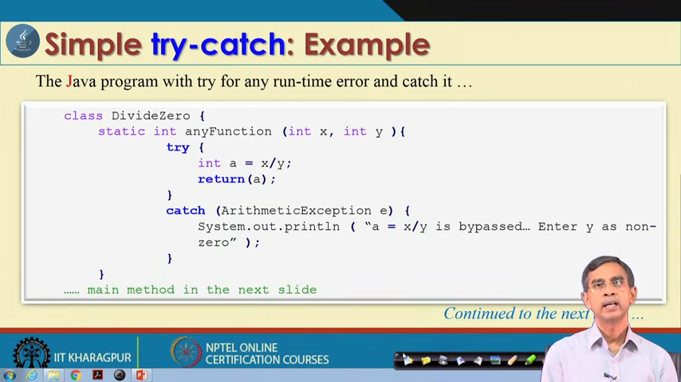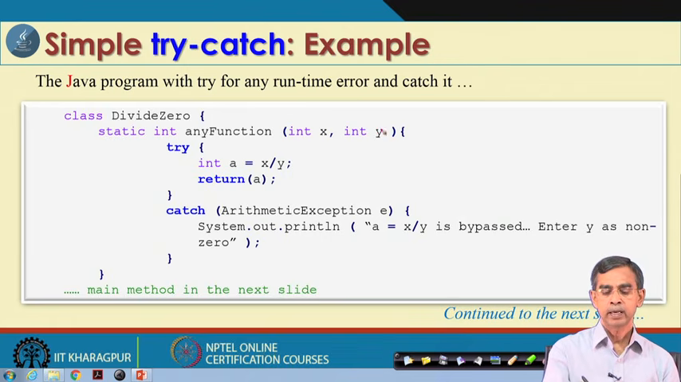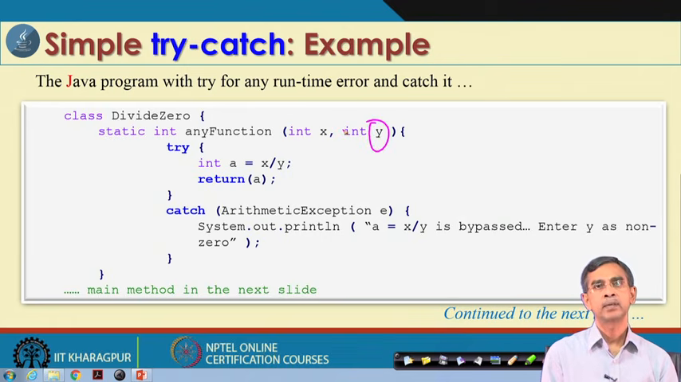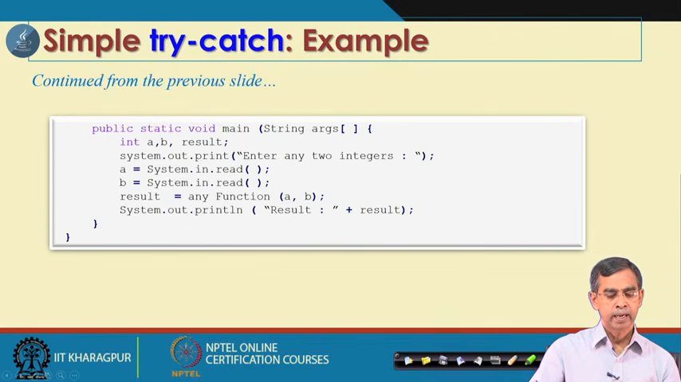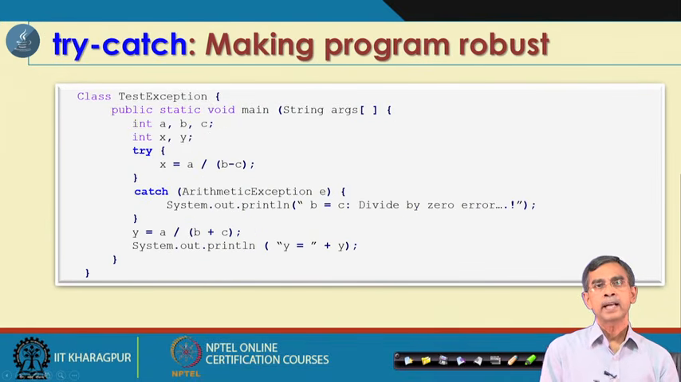So, this is the way that we can build the program so that it can run in a robust way. That means it will take any input, including 0 as the second argument. So, this is the idea about making the program robust. It is a very simple example here, and here is another example.